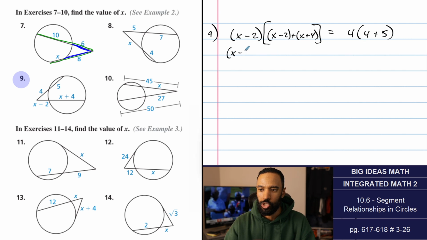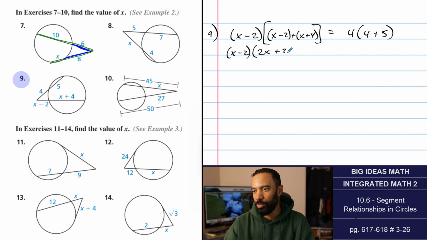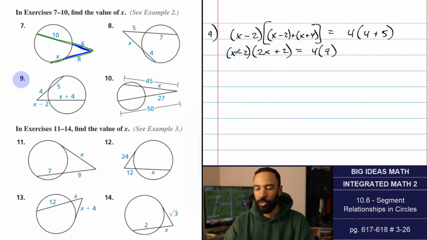I've got some work to do inside here. So this will be x minus 2 times, and then x plus x is 2x. Negative 2 plus 4 is 2. And this is 4 times 9. We get to distribute. This becomes 2x squared plus 2x minus 4x is minus 2x. And then negative 2 times that is minus 4. And this is 36.